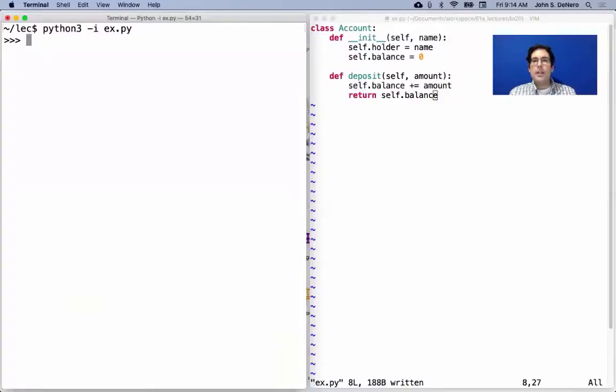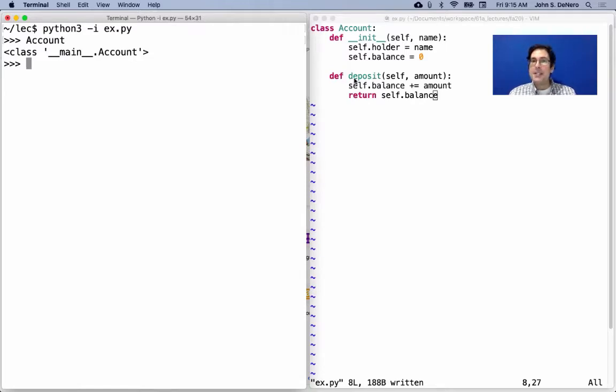Lecture 18, Q&A. So the question was, if you have an account class like this, is deposit a class attribute? And technically it is, but that's because it's a very special kind of class attribute, it is what's called a method. So it would be rare for someone to call this a class attribute, even though that is technically true.